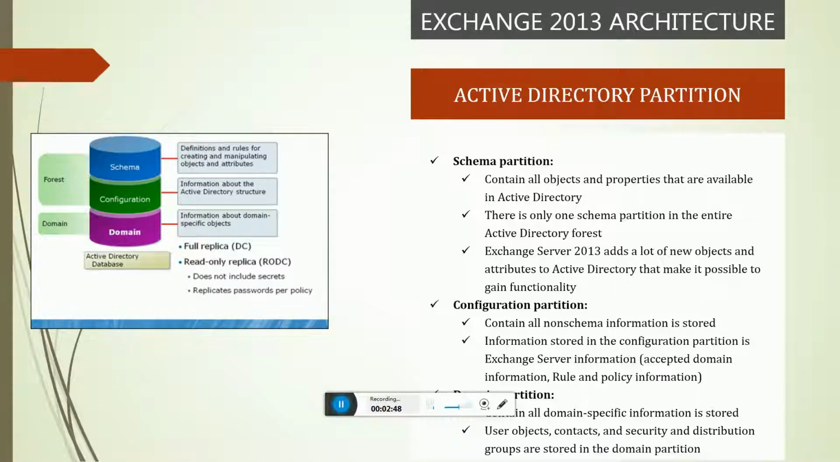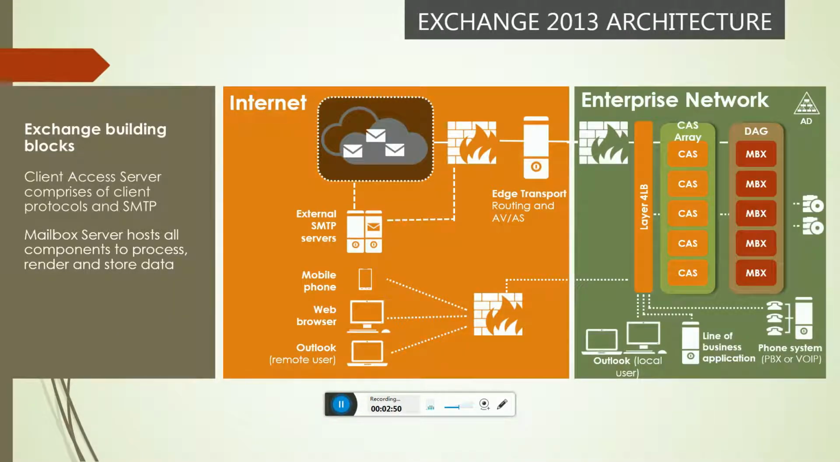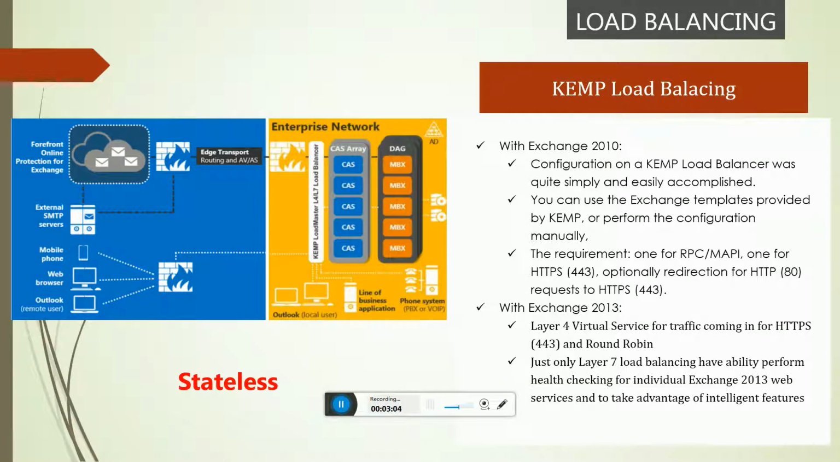Exchange Server 2013 architecture: the internet and external SMTP servers, mobile phones, web browsers, Outlook remote, and load balancing. KEMP load balancing with Exchange Server 2010 configuration was quite simple and easy. The Exchange templates provide a configuration that requires about one hour of manual work.